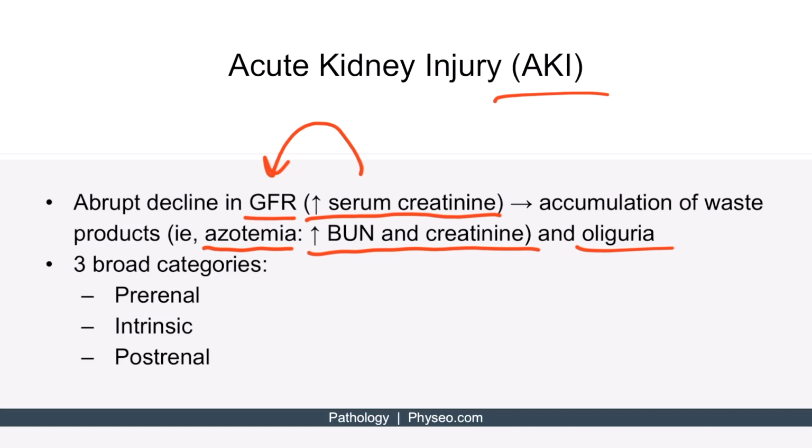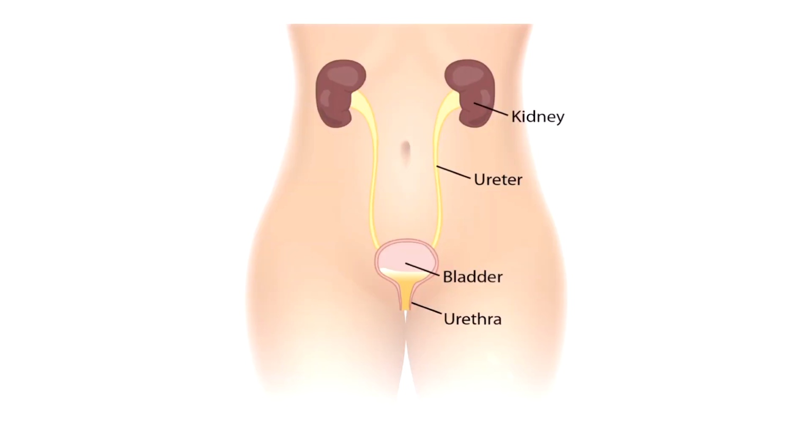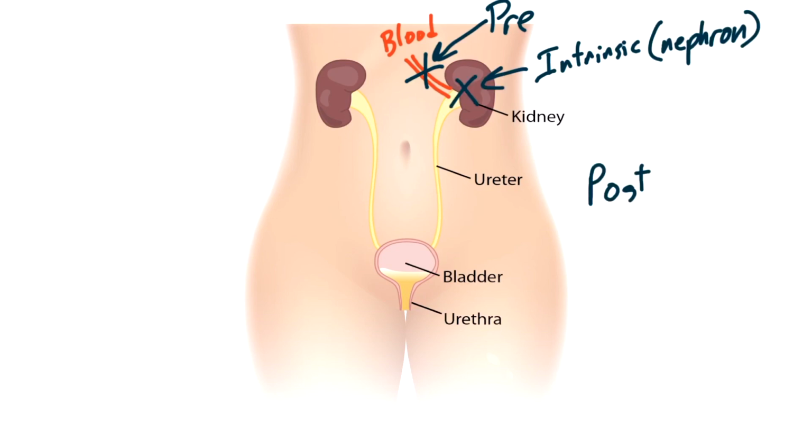There are three broad categories of acute kidney injury. There's prerenal, intrinsic, and postrenal. Here's the best way to think about this conceptually. Normally, blood enters the kidney, then the nephron filters the blood, and then the urine is excreted. Prerenal injury is caused by any issue in getting the blood to the kidney. Intrinsic injury is any defect at the kidney level, more specifically, an issue with the intrinsic functional unit of the kidney, which is the nephron. Now, postrenal injury is caused by anything that prevents the urine from exiting as it should.